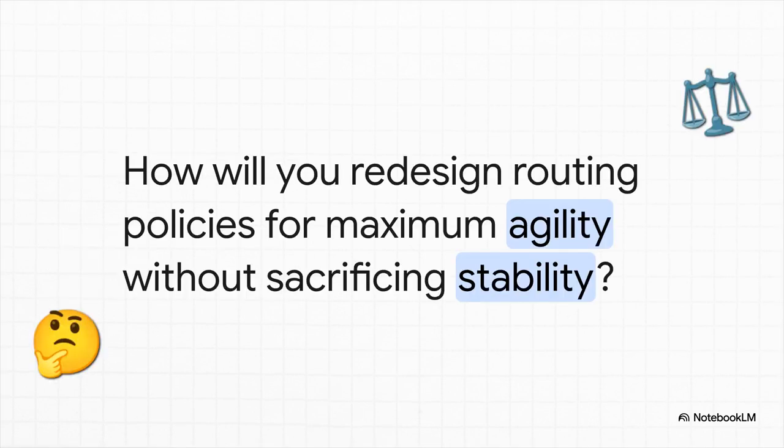Before we wrap up, I want to leave you with a thought to really chew on. Knowing that the Junos dynamic database can completely bypass standard verification overhead to give you those incredibly fast BGP updates, how will you redesign your own routing policies for maximum agility without sacrificing the core stability of your network? It's a massively powerful tool, but it definitely requires a masterful architect to use it right.